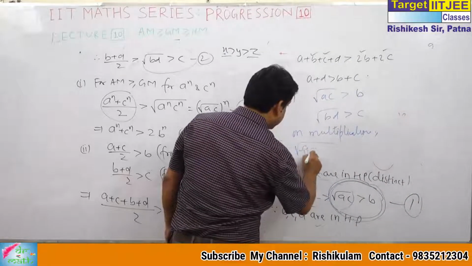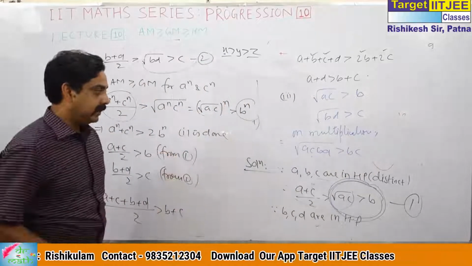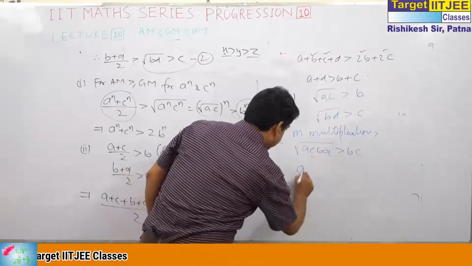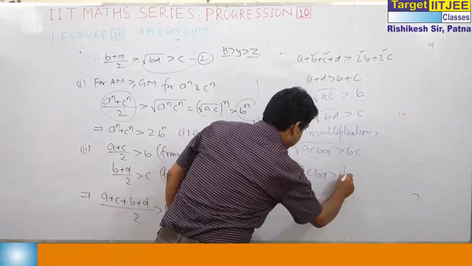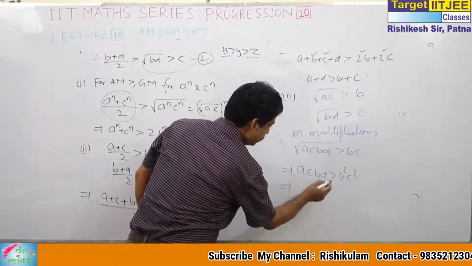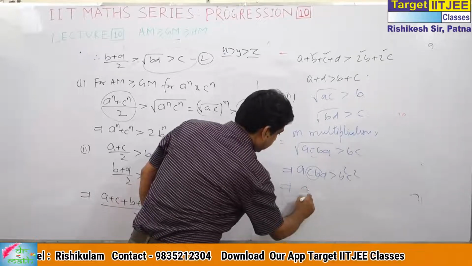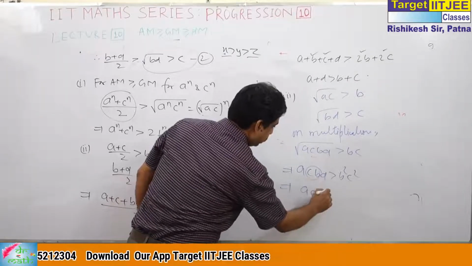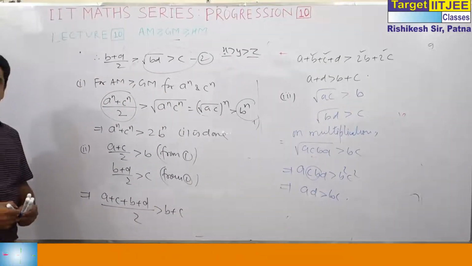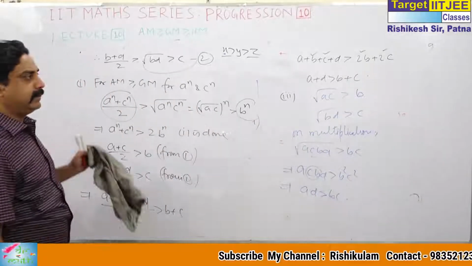When we multiply, ac bd is greater than bc. On squaring, ac bd is greater than b square c square. We can cancel one term. What are the terms? C and B. So it is ad greater than bc, we cancel this. This is correct.